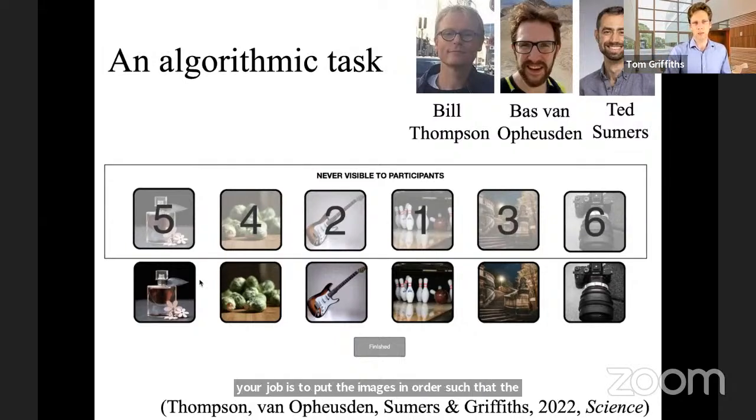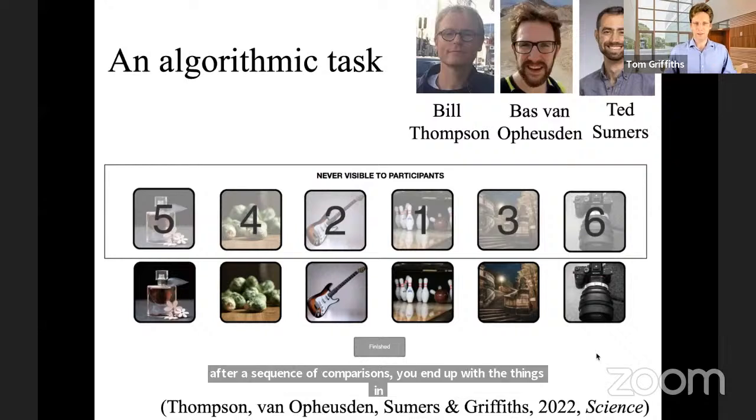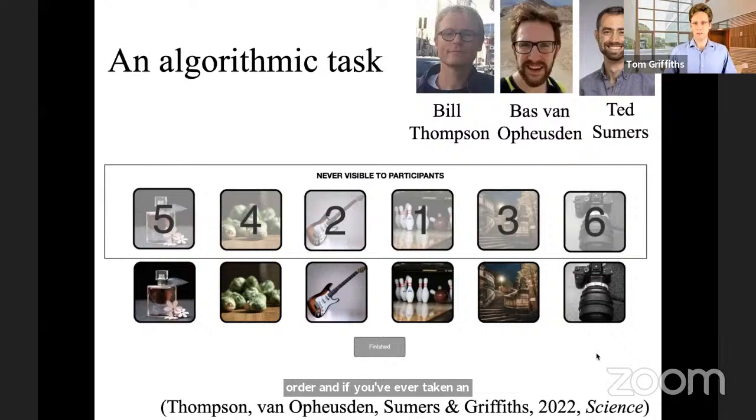The way you do this is, if you click on two images where the number on the left is greater than the number on the right, they'll switch places. If you click on them and they're already in order, they won't switch. But if they're out of order, they'll switch so that they're now in order. So the problem you basically have to solve is figuring out how to make comparisons such that after a sequence of comparisons, you end up with the things in order. If you've ever taken an introductory computer science class, this is a problem of sorting. And the goal is to sort this set of objects in the minimum number of moves possible.